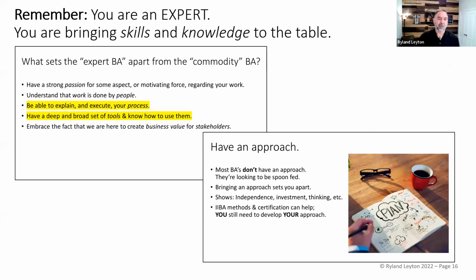All right, remember, you're an expert. You're bringing skills and knowledge to the table. Remember I said that you can only control your own behavior? That's going to matter. So when I talk about expert BA stuff, it's those two highlighted yellow bullet points there. You got to be able to explain and execute your process, and you got to have a deep and broad set of tools. Your context diagram is one of them. Doesn't matter if you're doing waterfall or agile work. It's a good tool, okay? We're going to talk about more. I will give you a list and a way to look at other tools a little further in. Have an approach.